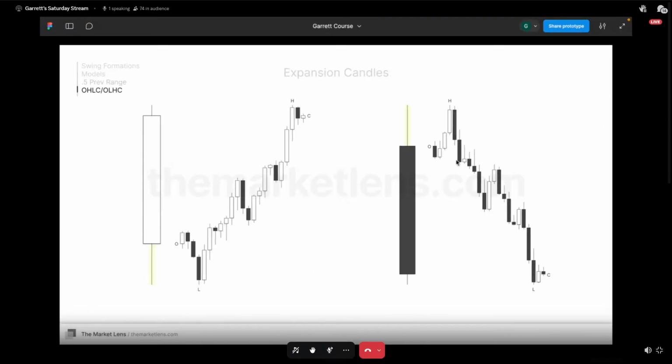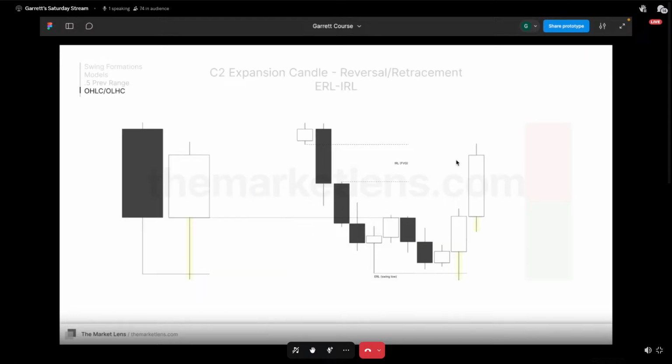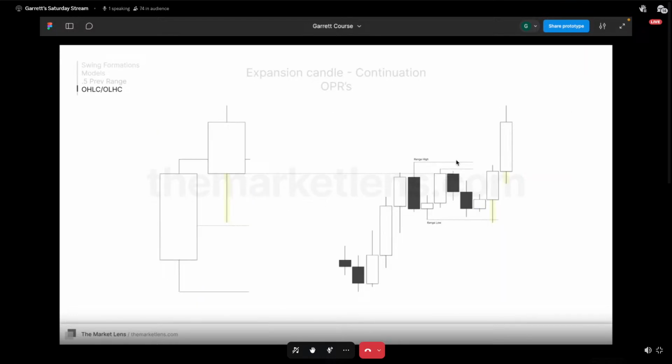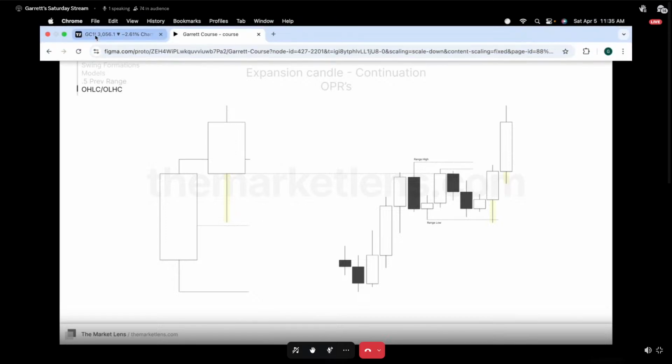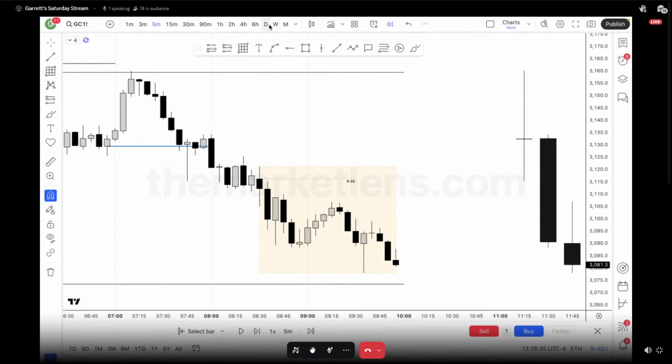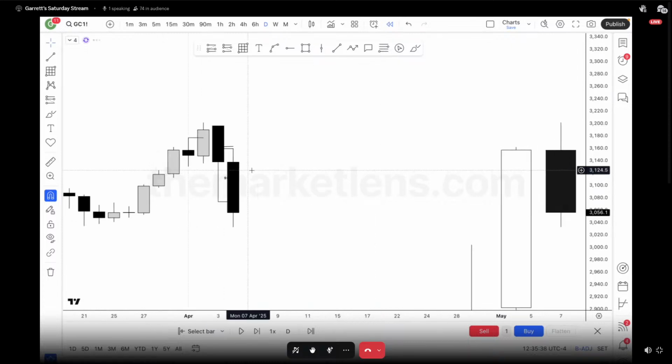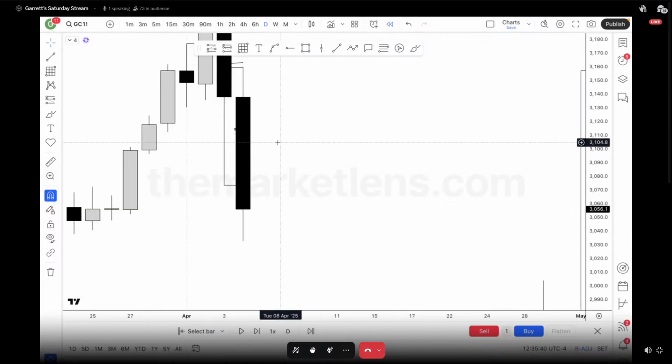It would be this version. Let me find it. It would be this, right? We're trading an expansion candle, a continuation. So when you look at the previous day, it's not really an expansion candle necessarily because it does close back within its range. But this is why I don't pattern trade.